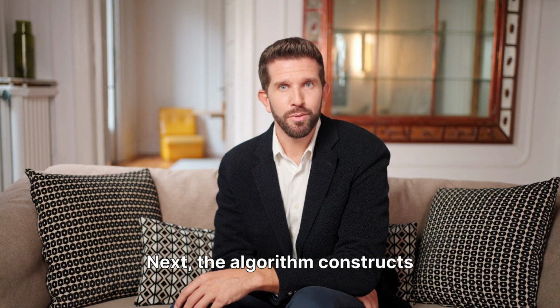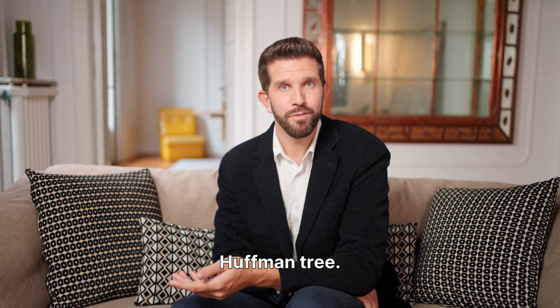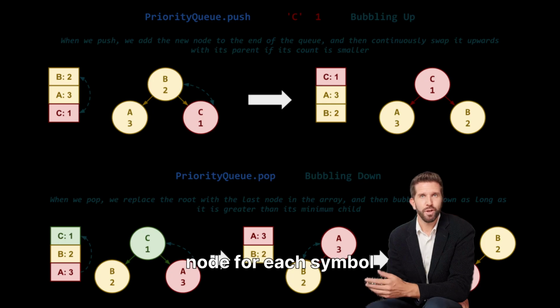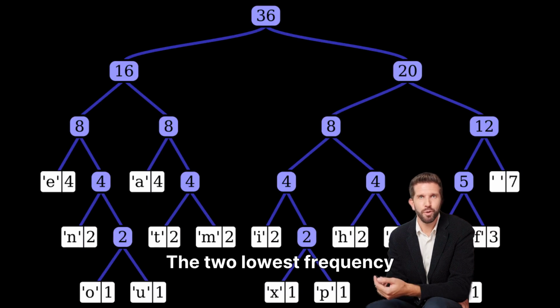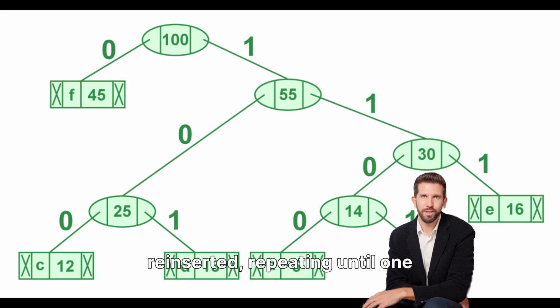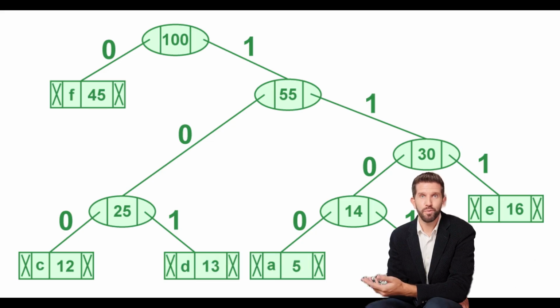Next, the algorithm constructs a binary tree, the Huffman tree. It creates a leaf node for each symbol with its frequency, then places all nodes into a priority queue. The 2 lowest frequency nodes are merged into a new node, summing their frequencies. This new node is reinserted, repeating until one root node remains, forming the Huffman tree.